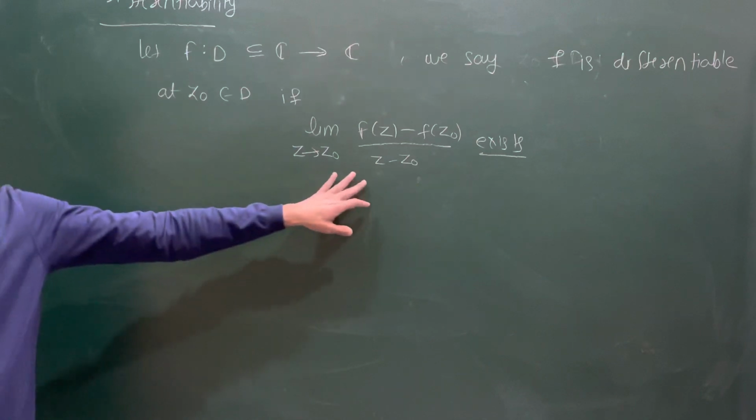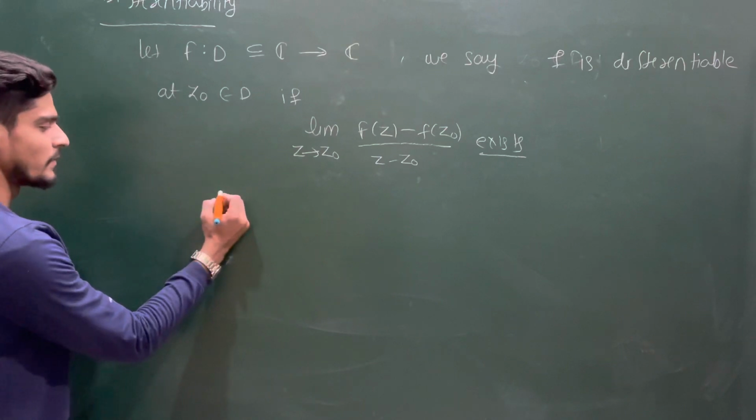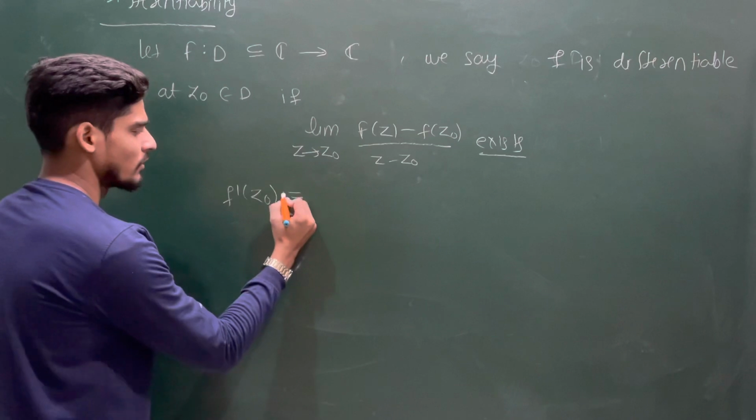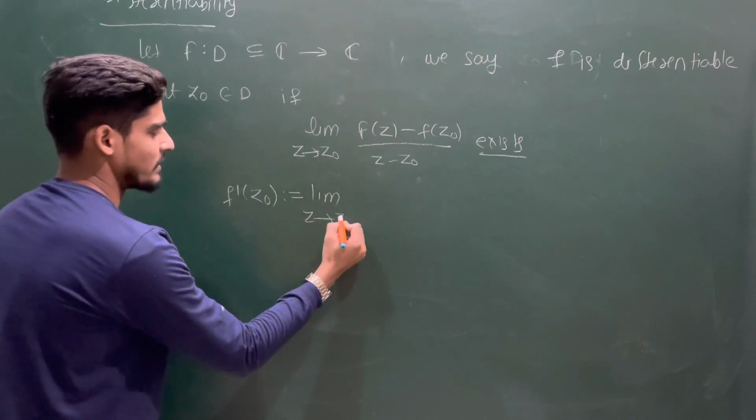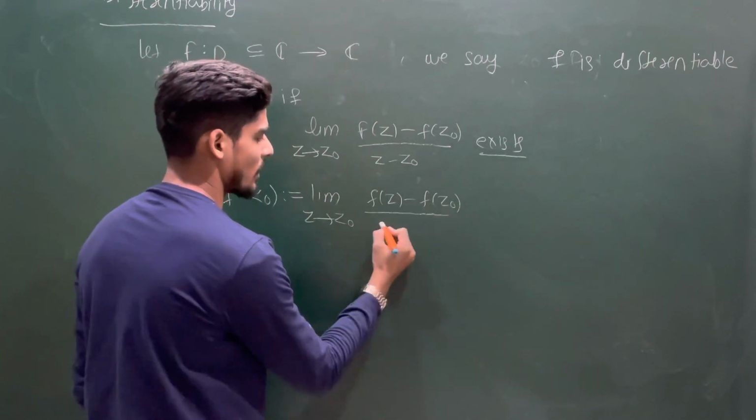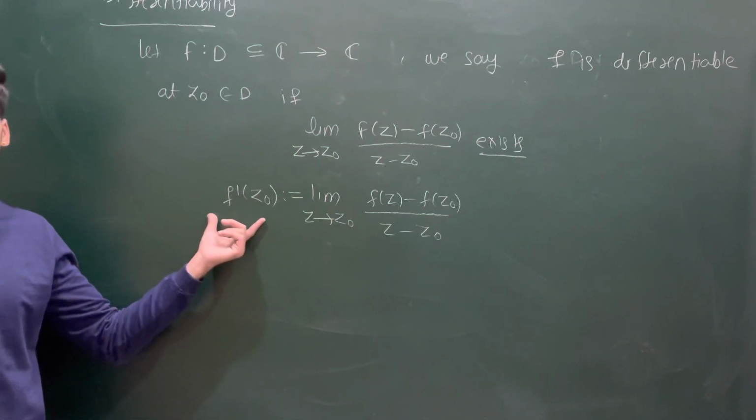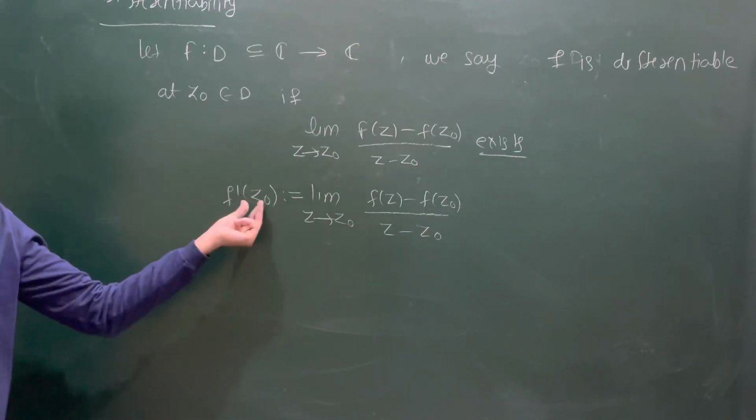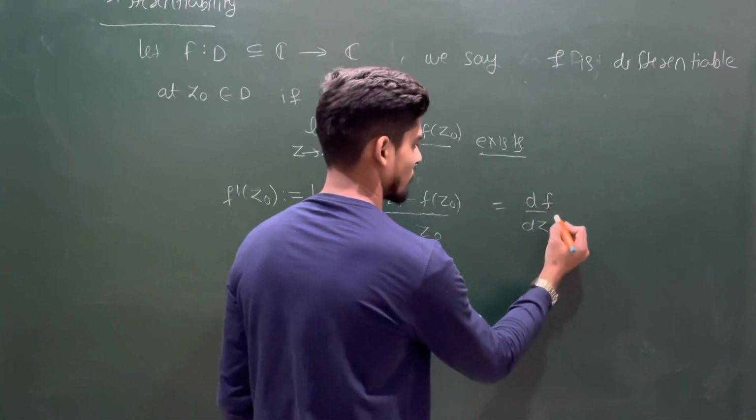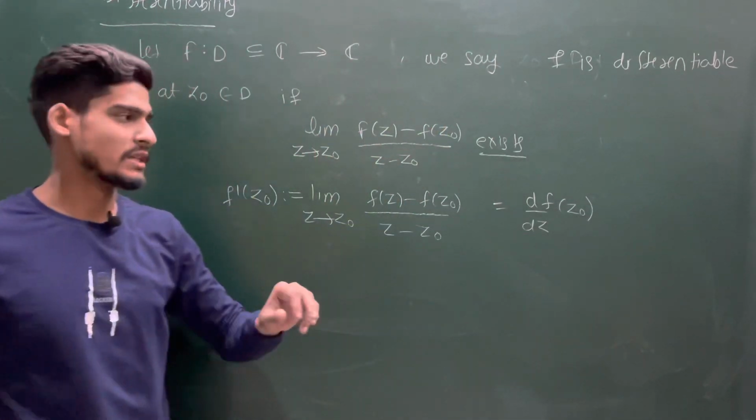So whenever this limit exists, we say the function is differentiable at the point z naught, and if this limit exists, we denote this number as f dash z naught, as the limit z approaches z naught of (f(z) minus f(z naught)) upon (z minus z naught), and this number is called the derivative of the function at point z naught. So this is the derivative symbol. You can use this notation also. This df by dz is known as the Leibniz symbol.